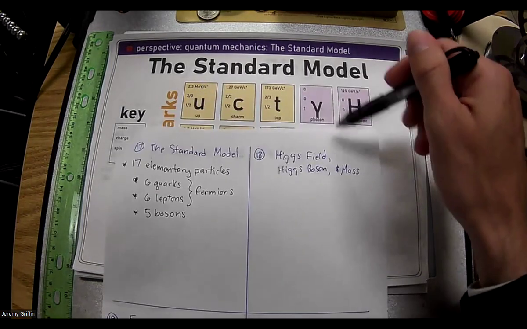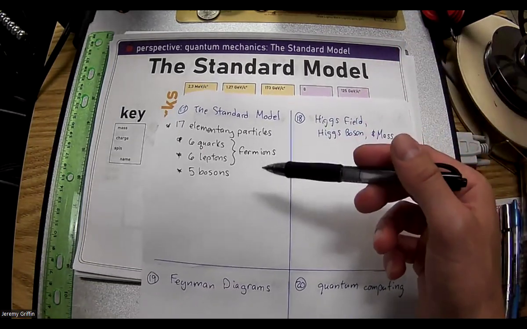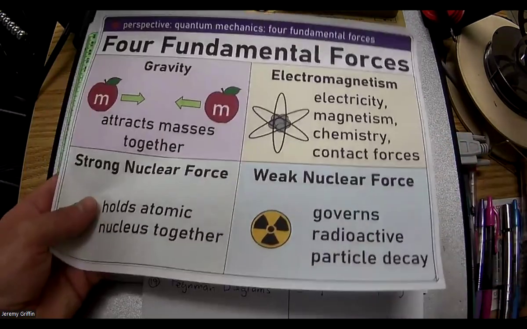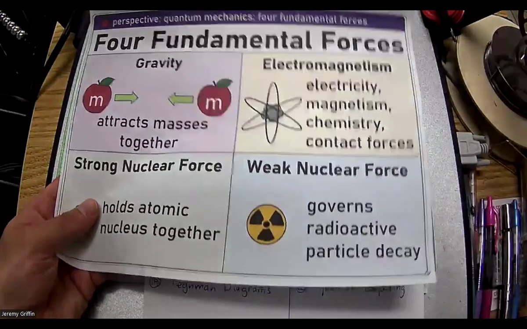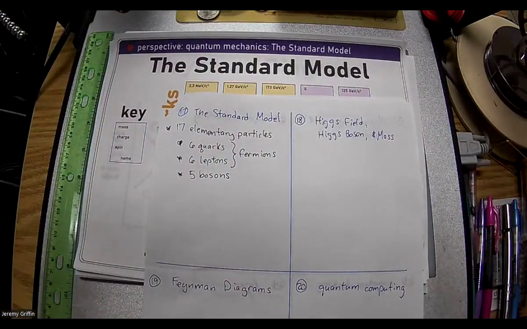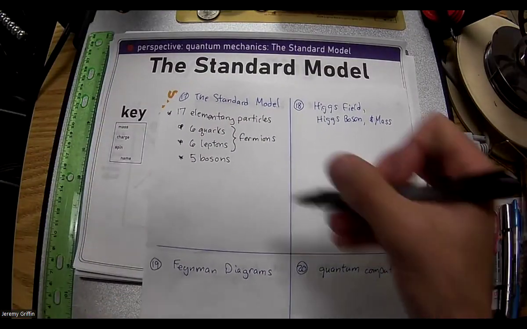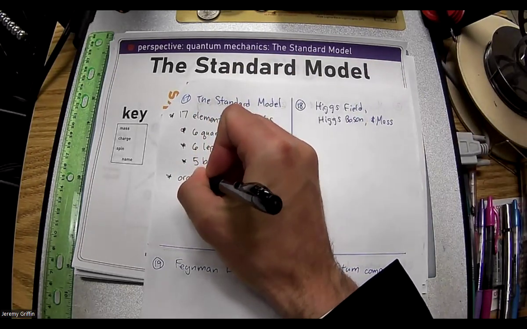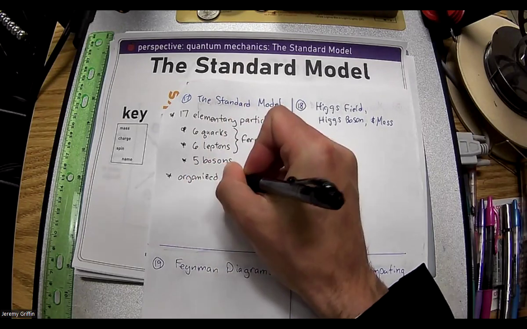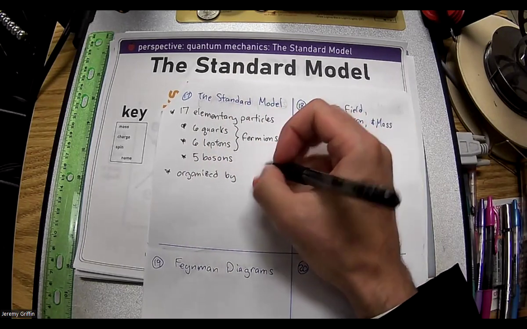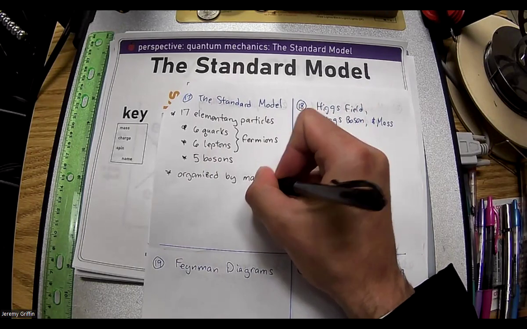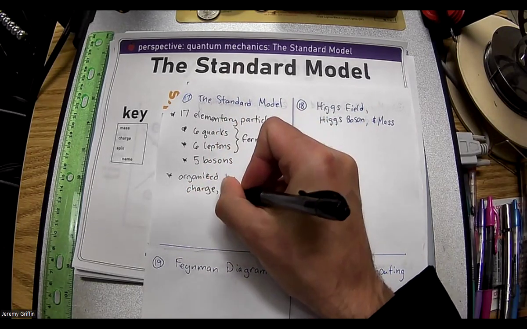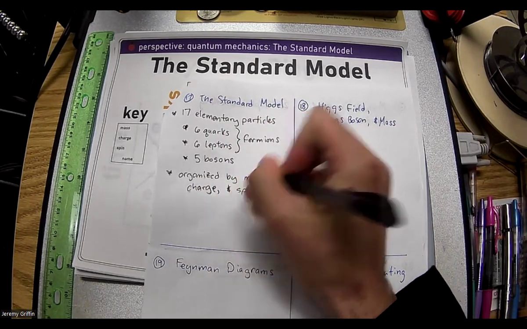Okay. And then we got these in pink over here, these 5 force carriers called bosons, which actually align with these fundamental forces over here, except of course for gravity, which is not part of the standard model. So what's the connection there? And how are these organized? They're organized by mass, charge, and spin.